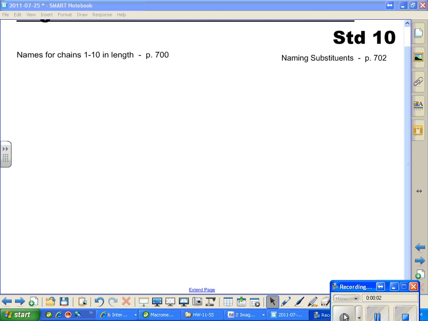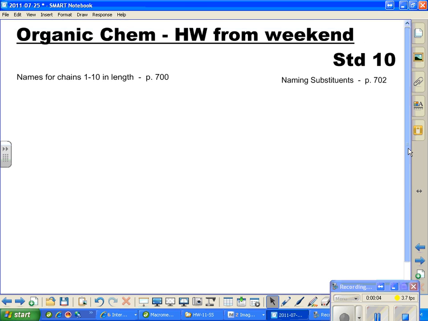Okay, the first instruction that we did today had to do with organic chemistry. And this was our homework from the weekend, which I gave you without instruction. And most of you fell flat on your faces as you were trying to do it. So we're going to try to get a better understanding now of how this works.